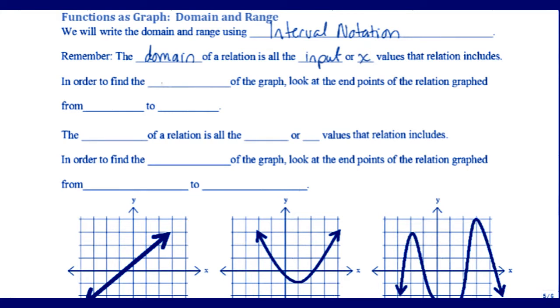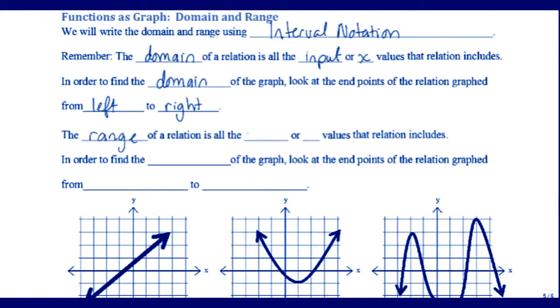In order to find the domain of the graph, I want you to look at the endpoints of the relation graph from left to right. We will include all the values in between the two endpoints as long as the graph is continuous.